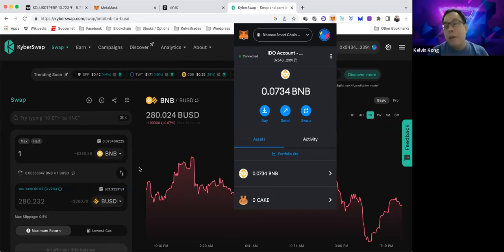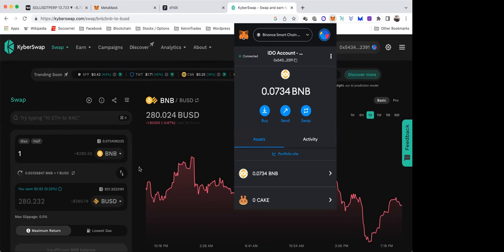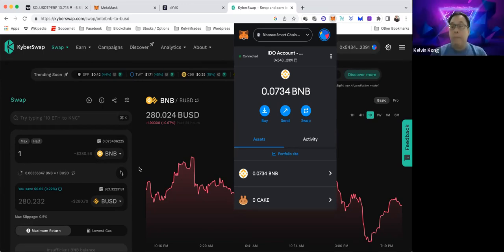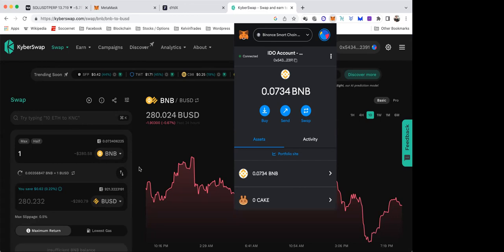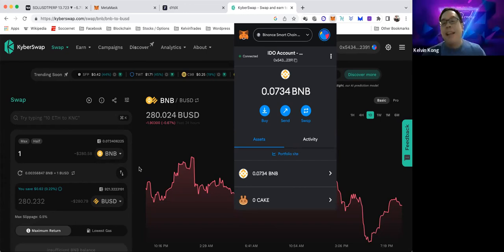If you have a cold wallet, you cannot trade on decentralized exchanges. You need MetaMask. That means you cannot use any DeFi applications if you just have a cold wallet. That's the reason why it's called a cold wallet. Because it's cold, cannot do anything. Just kidding, right? That's the difference.